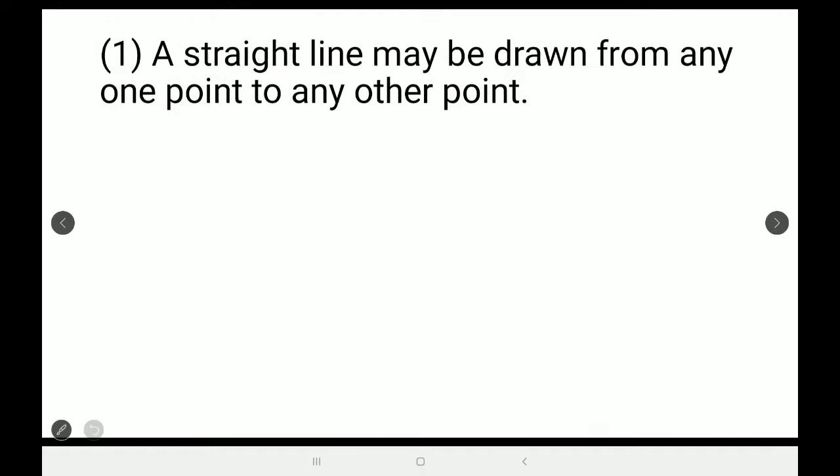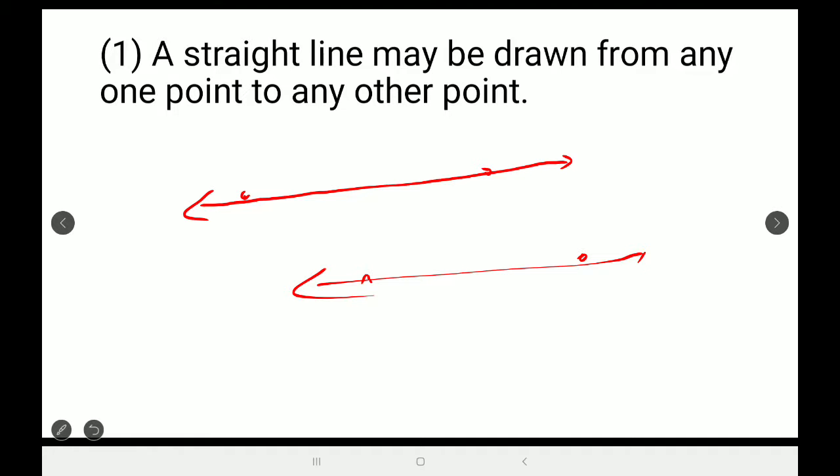First one, a straight line may be drawn from any one point to any other point. If I take one point here and another point over here, and join these two points, I will get a straight line. Anywhere, if I take one point over here and another point over here, and join these two points, I will get a straight line.